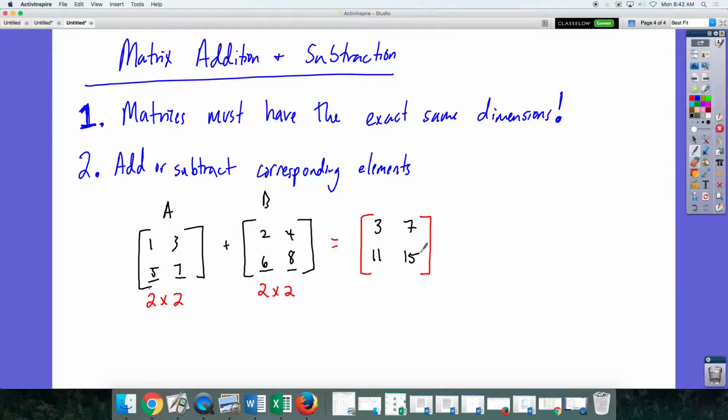And that's your answer. I know it's my answer because it's a 2 by 2. Okay? Any questions? Some basic stuff here. All right, let's move on. Let's try to get a little bit harder.